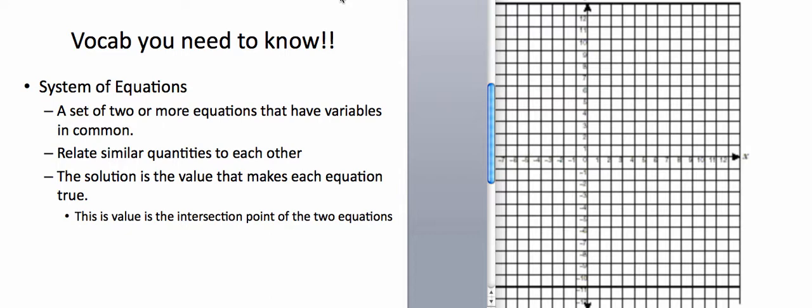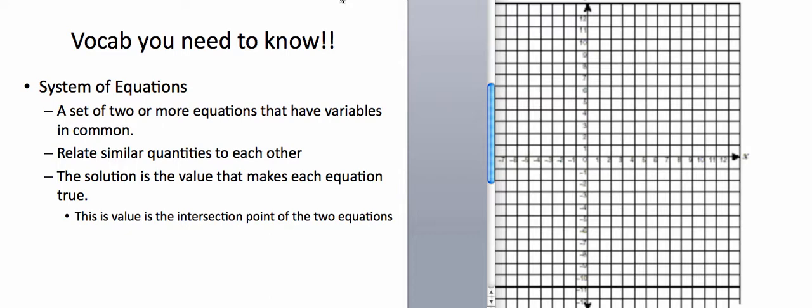What these equations do is they relate similar quantities to each other. And what we want to try and do is find the solution for those equations. The solution is the value that makes both equations true at the exact same time. And that's usually the intersection point between the two equations. And that's big for us when we're going to talk about graphing them today.